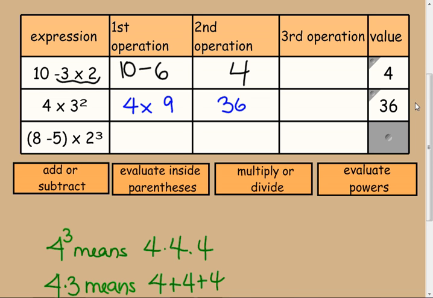Does that now work? Okay, so 4 times 9. Is that better? Yeah. I like to make them big.